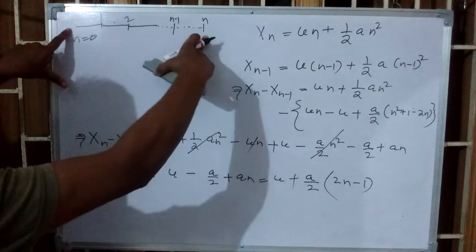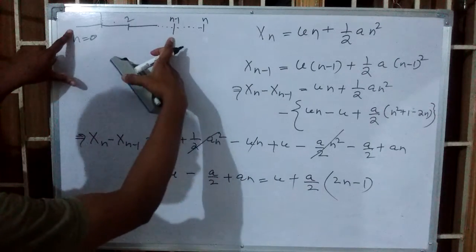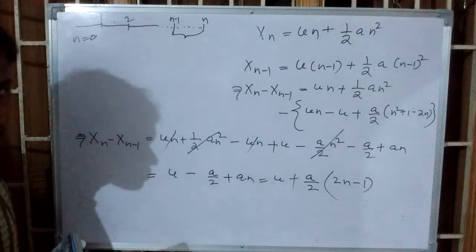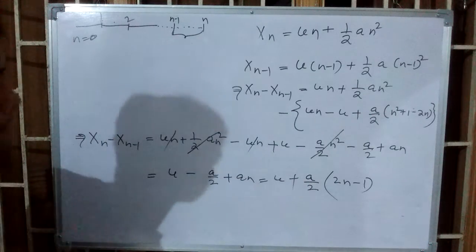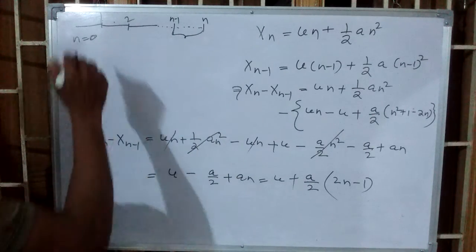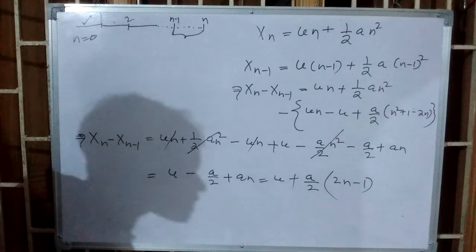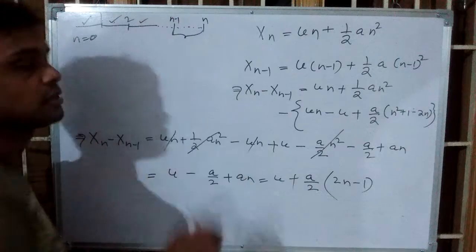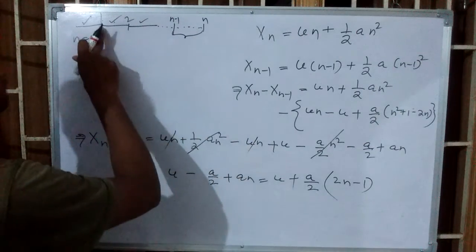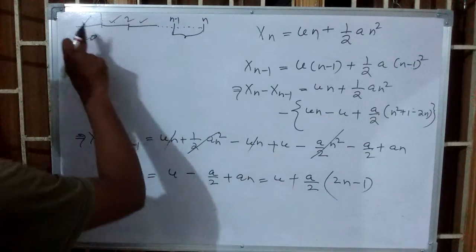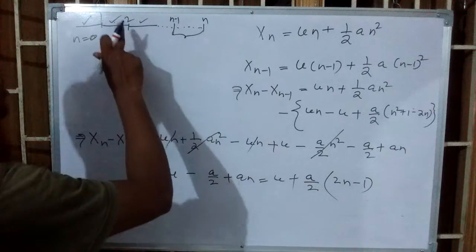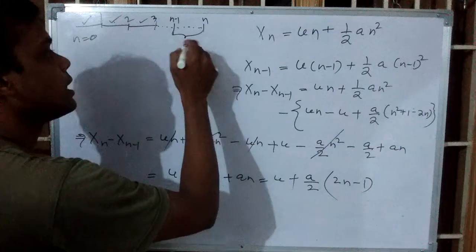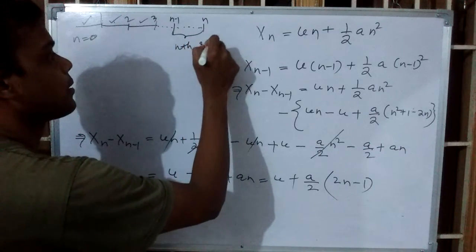That means this is the distance traveled in n seconds. This is the distance traveled in n minus 1 seconds. This duration is 1 second. Now look, this interval is the first second interval. This interval is the second second, this one is the third second. From 0 to 1, first second. From 1 to 2, second second. From 2 to 3, third second. From n minus 1 to n, that is the nth second.